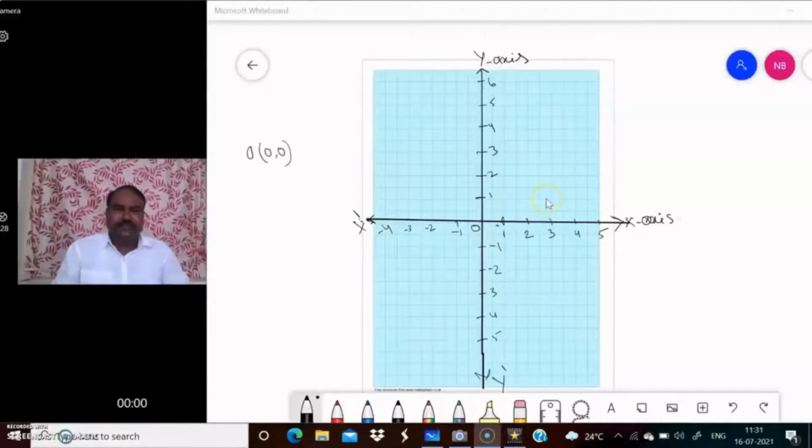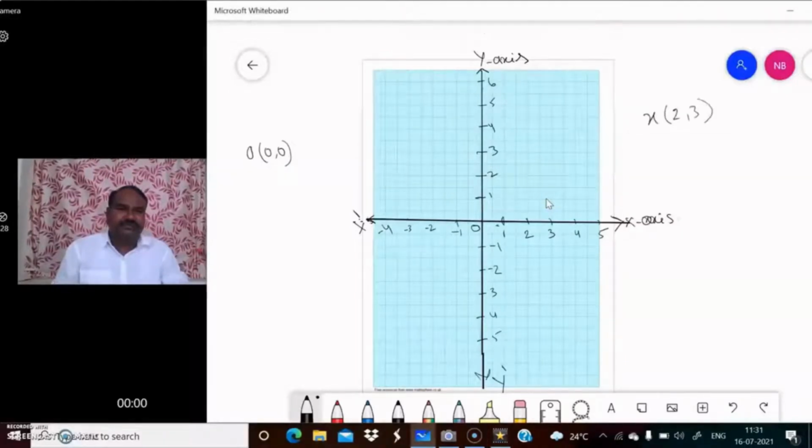Now we can represent these points by coordinates of x and y axis, like if x is equal to 2, 3, for example, on x axis we are supposed to take 2 and on y axis we are supposed to take 3. Where these two intersect is nothing but called the 2, 3 point. This point is called 2, 3 like that.